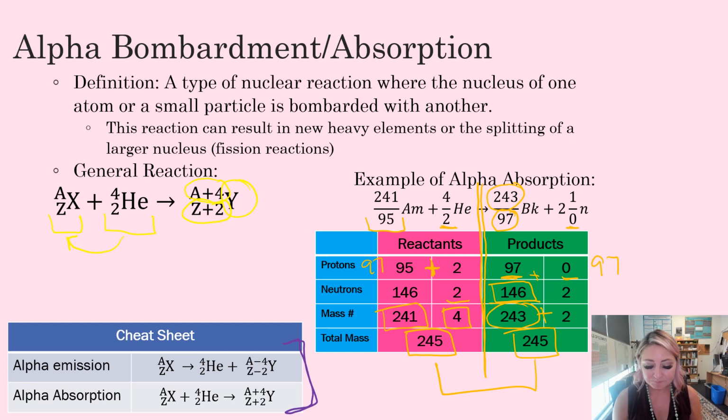So my protons are equal on both sides of the reaction, and my masses are equal on both sides of the reaction. So if you're given a value and you're having trouble coming up with where those extra 2 neutrons went, perhaps they were emitted as an additional neutron in that bombardment reaction.